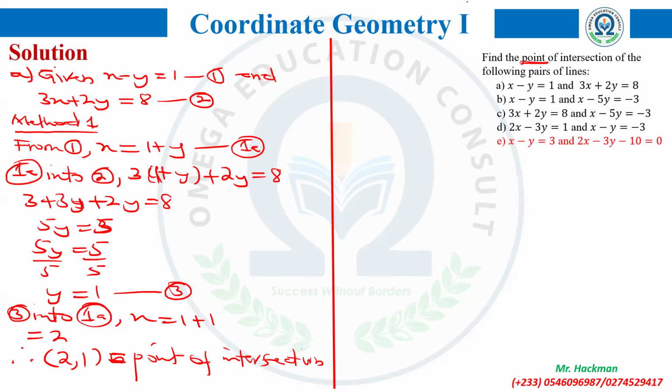Now let's go and look at method 2. If you remember method 2, we said in each of the equations, you make y the subject, meaning you write it in the gradient intercept form. So I'm going to write from 1. y will be equal to, if I make y the subject, 1 plus x, am I right? Or x plus 1.